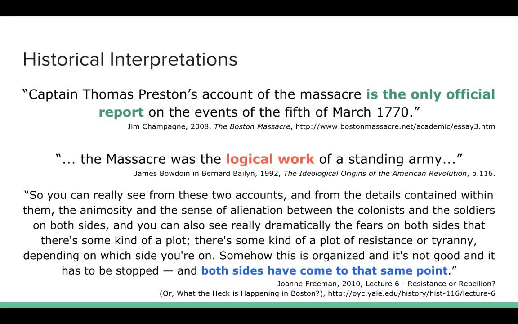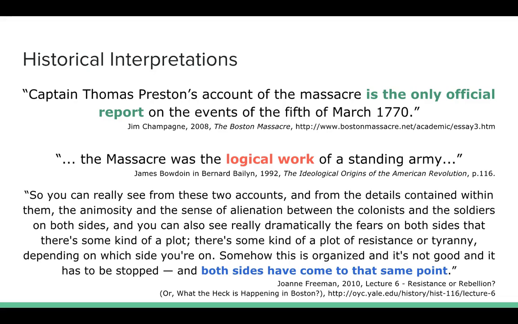And so Freeman is really acting like Preston, I guess, in trying to synthesize both points. The idea that Gage thinks that there is some kind of plot of resistance, and Adams thinks that there's some kind of plot of tyranny. And Preston, with his account, pretty much says, yeah, both plots kind of make sense. However, I was the one who was giving the orders, and I can say that there was no tyranny.